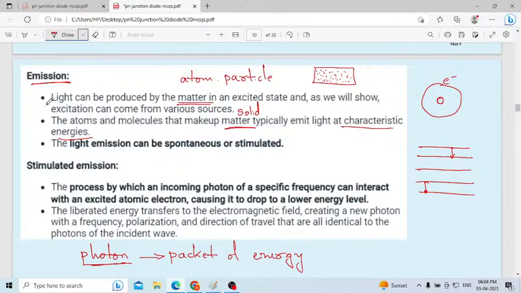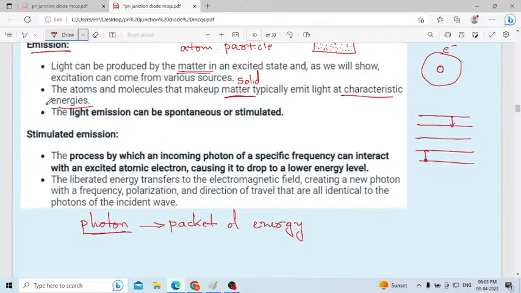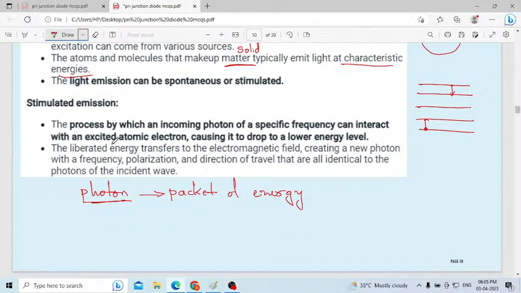Understood emission, everyone? Emission means for the electrons to go to the higher energy level or lower energy level, they need energy. Emission means they will emit, they will liberate. Another word, you can use the word liberate also. Next, in that one we have the first type, that is nothing but stimulated emission. What is meant by stimulated emission? Let us discuss here.